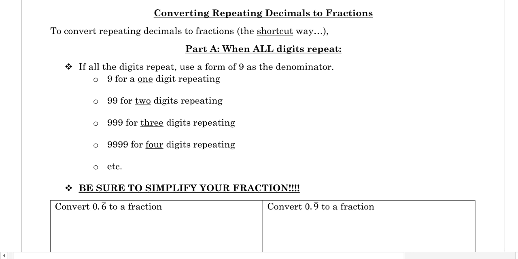So, to convert repeating decimals to fractions, the shortcut way, when all of the digits are repeating. So this is when you have a decimal where every single value is repeating. If you have one digit repeating, you're going to place one 9 in the denominator and the repeating digit as your numerator. If you have 2 digits repeating, you're going to place two 9s in your denominator and the 2 repeating digits in your numerator. If you have 3 digits repeating, you're going to put three 9s in your denominator and the 3 repeating digits in your numerator, and so on and so on.